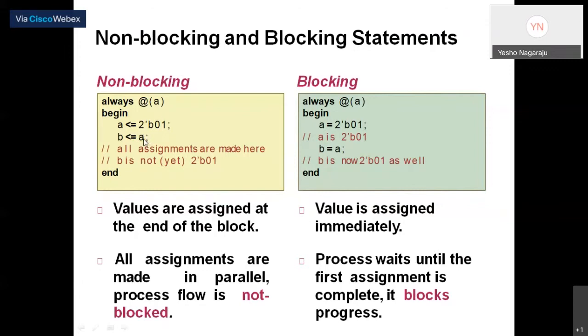The value of A is the previous value of A, whatever A was holding previously, not the value that it should get. When the assignments happen, at the end of this simulation cycle, first everything is parsed, then the assignments happen. So B need not be 2'b01, because we are assigning the previous value of A. You sample and you assign at the end. 2'b01 is sampled, A is sampled and kept. The assignment happens at the end of the simulation cycle. So B need not be equal to A; the previous value of A would be assigned to B. That's the difference between blocking and non-blocking assignment.